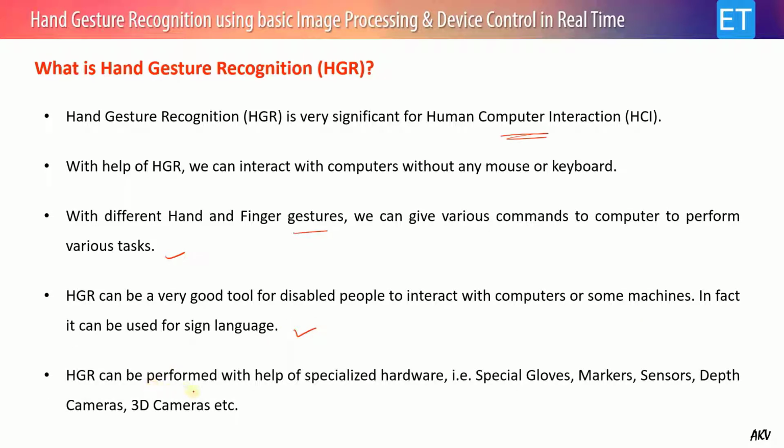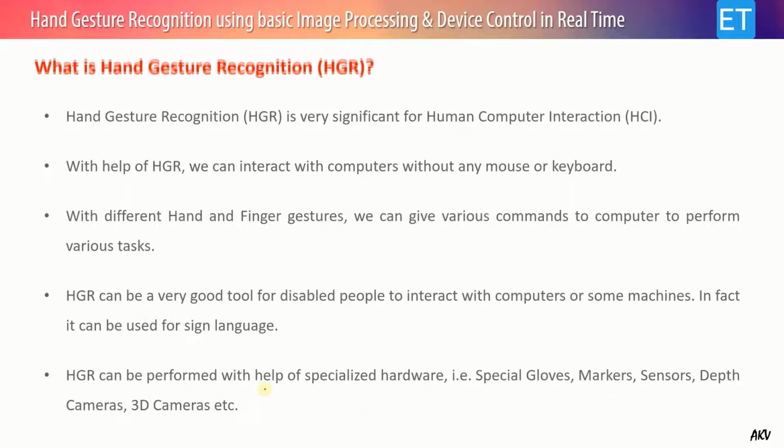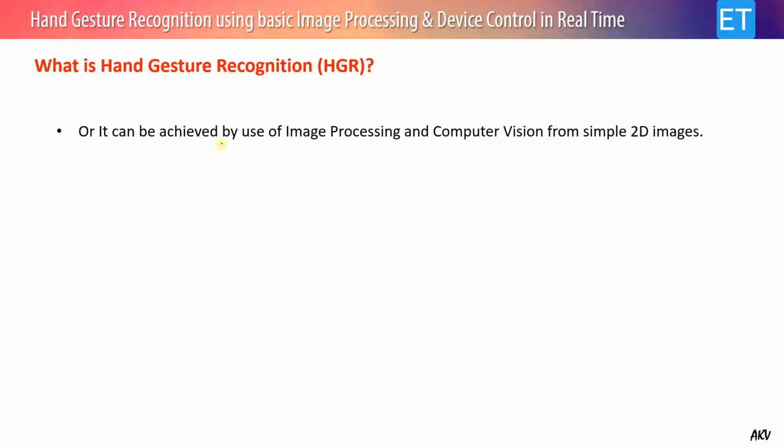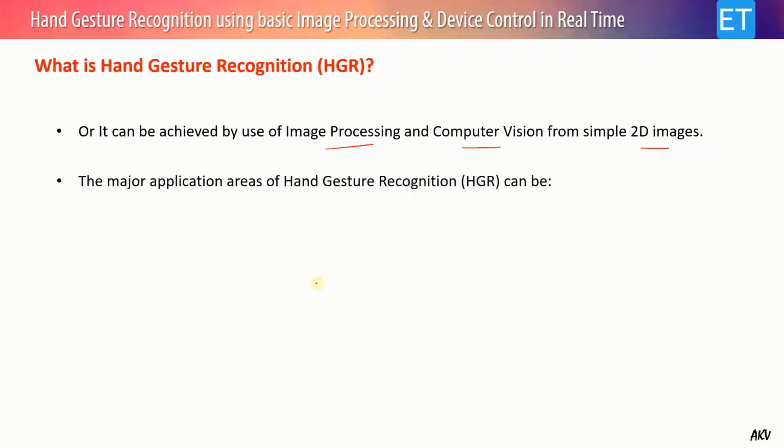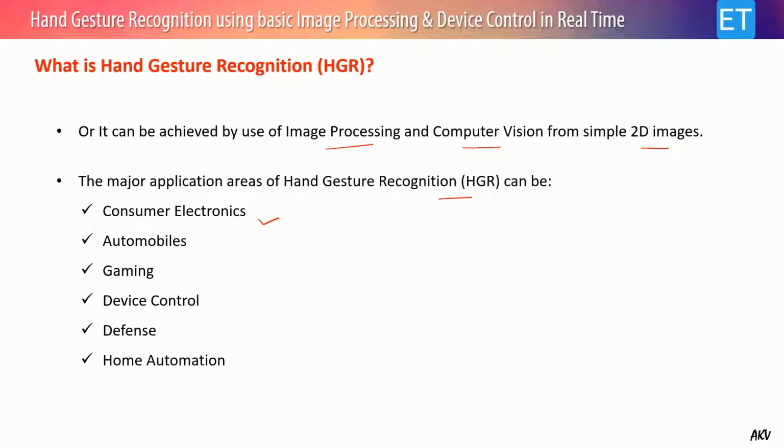HGR can be performed with the help of specialized hardware such as special gloves, markers, sensors, depth cameras or 3D cameras, etc. Or it can be achieved by the use of image processing and computer vision from simple 2D images. The major application areas of hand gesture recognition are consumer electronics, automobiles, gaming, device control, defense, home automation, and automated sign language, of course.